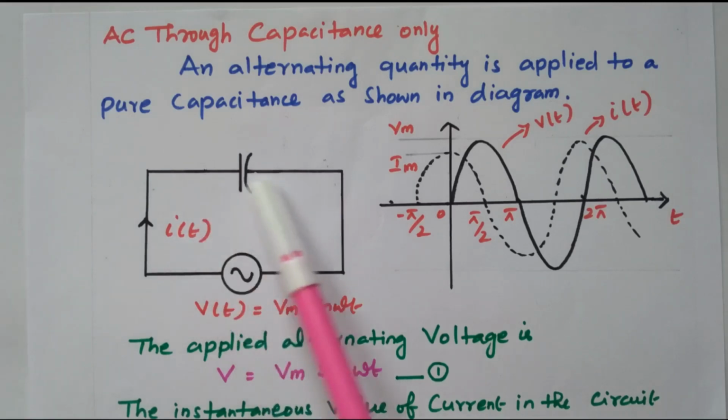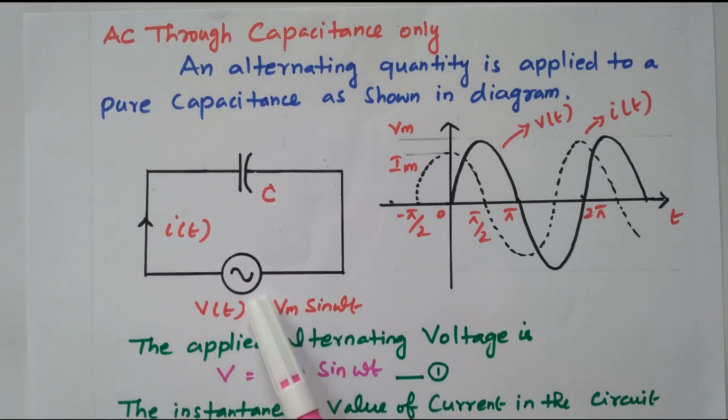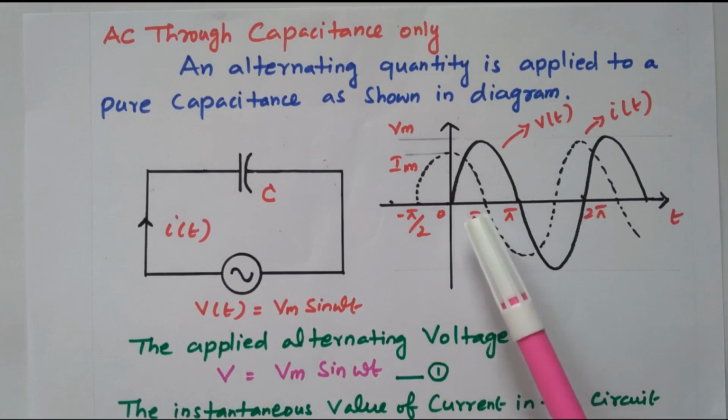Now consider the capacitor is given with the AC voltage V of t equal to Vm sin omega t. The alternating voltage is applied to the capacitor. This I of t is the instantaneous current flowing through the capacitor. I will refer to the waveform.